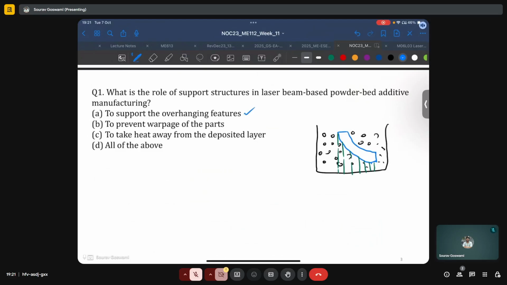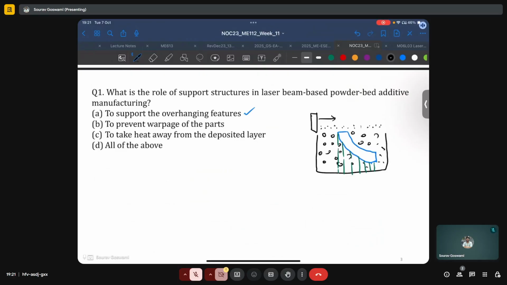Is it to prevent warpage of the parts? We discussed how in a powder bed process, we will have a recoater blade or a roller, which will traverse over the printing region in any path to deliver the next layer of powders and spread it out in a uniform fashion.